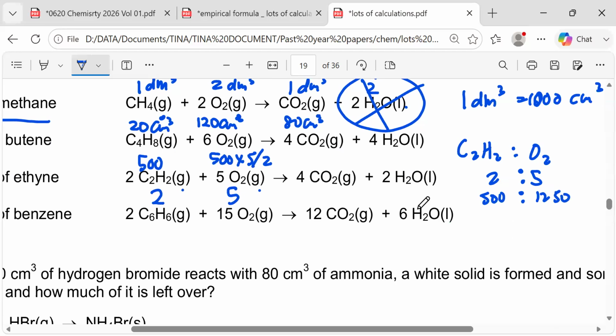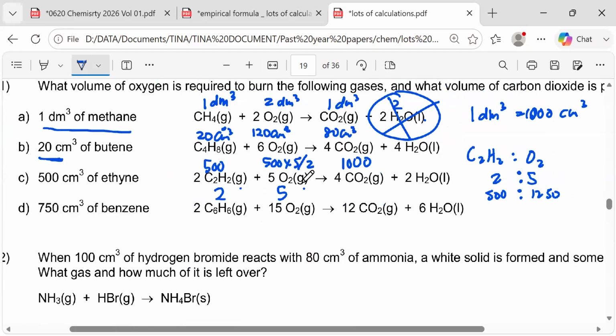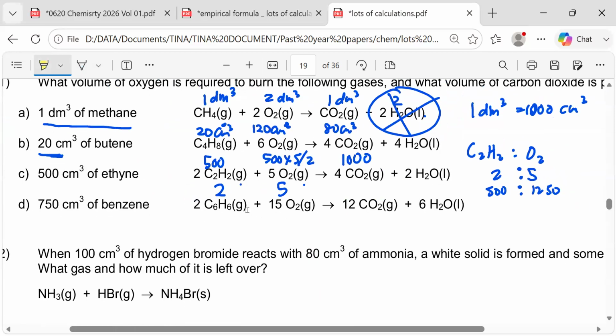So you have to see the number. And this one is 2 to 4. So 2 to 4 is double, so 1000. Okay. Here's the same concept. This one is also 2 to 15 and 2 to 12. Okay, remember liquid cannot. Only gas, only volume of gas. So this is 750 times 15 over 2. 750 times 12 over 2. Okay?